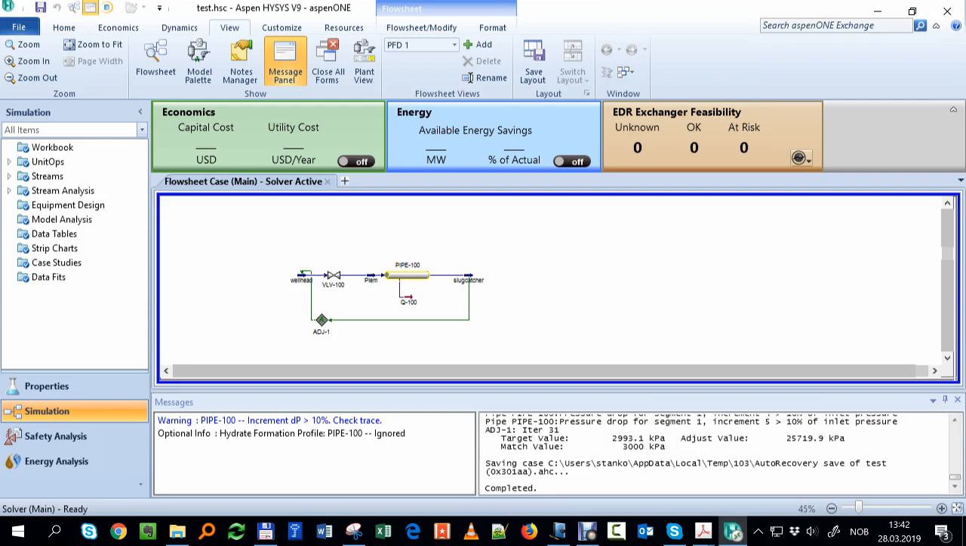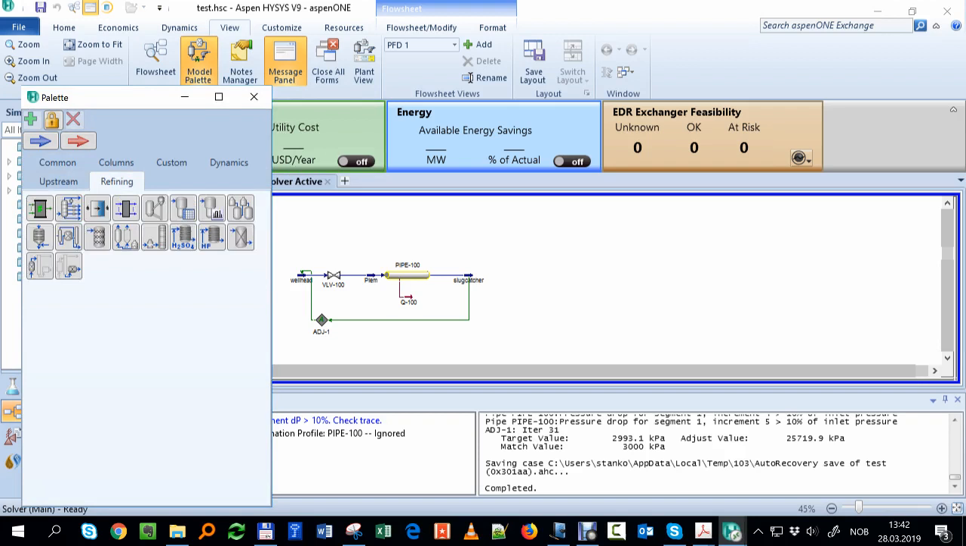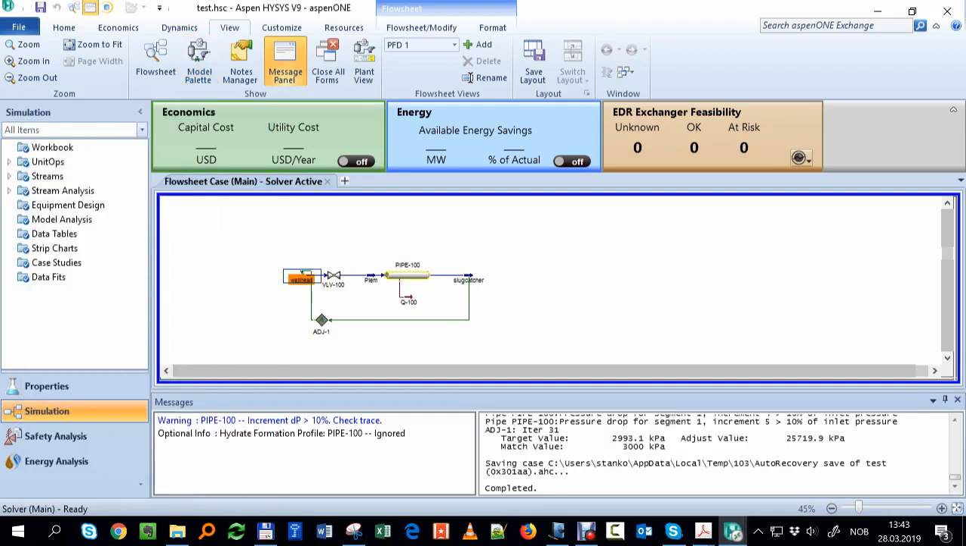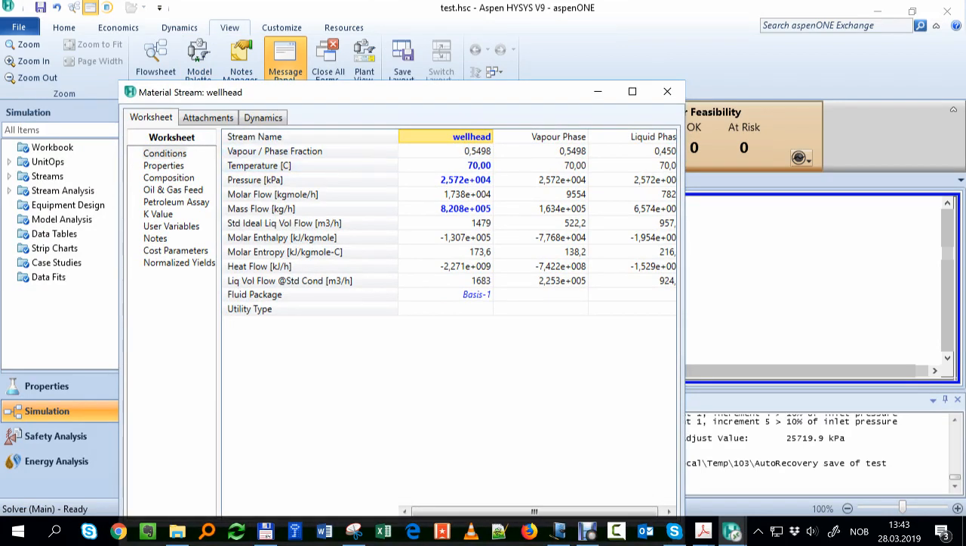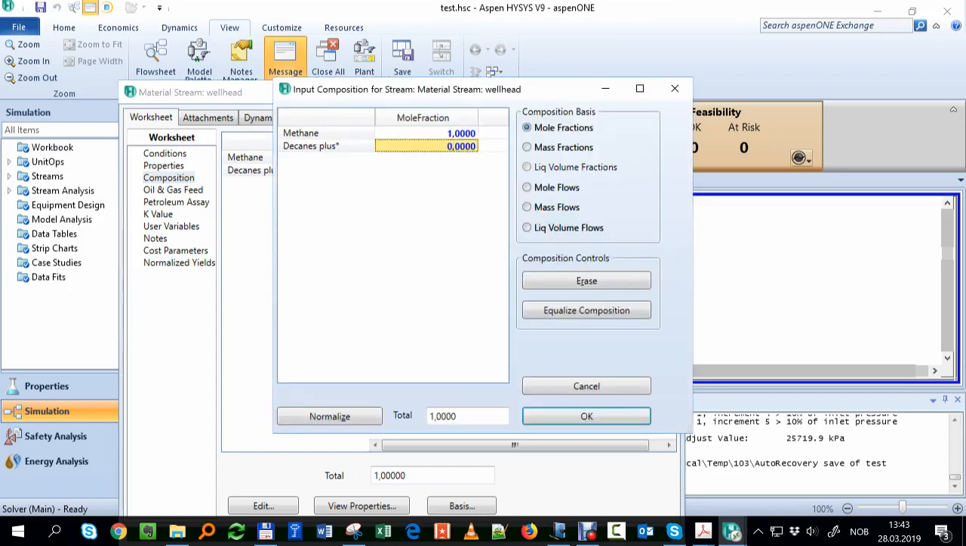Then we will need another adjust. Okay. So we have a unit. If we go back to the palette, we have a unit called saturate unit, which is a unit exactly to do that, to saturate that stream. And here simply, for the example, let me just change that fluid to pure methane, okay? Because I will have to add all other components, so let me say simply dry methane.